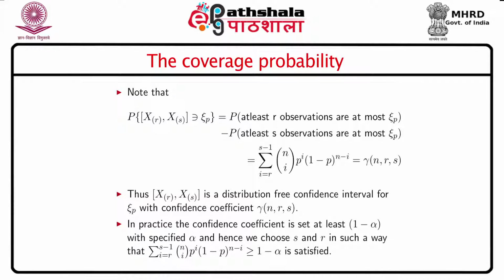In practice, the confidence coefficient is set at least 1 minus alpha with specified alpha, and hence we choose s and r in such a way that the coverage probability gamma_{n,r,s} exceeds 1 minus alpha is satisfied. We have discussed different hypothesis testing problems in non-parametric inference, but we did not provide any specific testing problem. In our forthcoming modules, we shall discuss them one by one and also show how the cutoffs of different non-parametric tests can be used to obtain a distribution-free confidence interval for the concerned parameter.